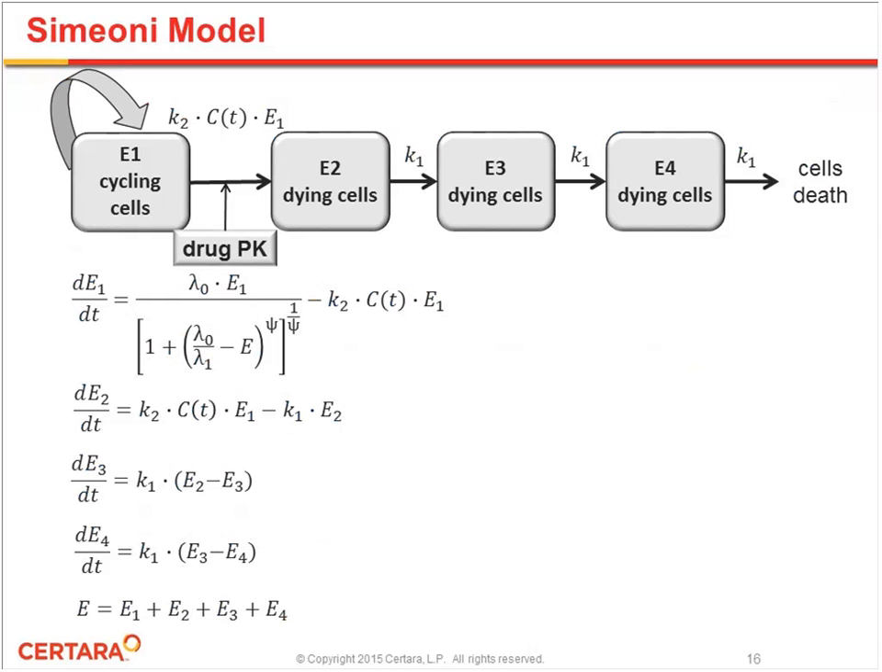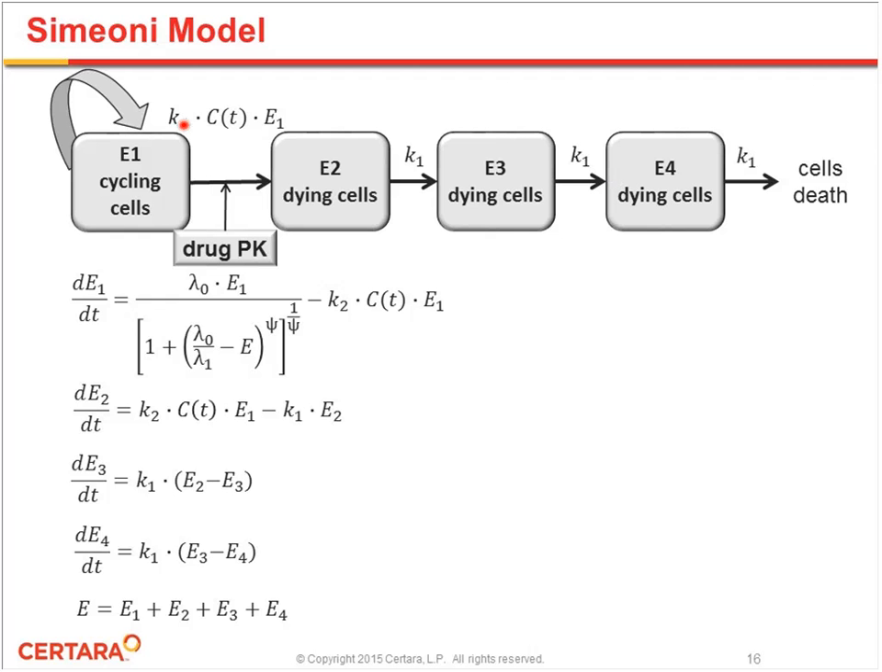So this is a schema of the Simeoni model. The major assumption here is that there are different cell populations, E1 to E4, and we have 4 compartments. These describe the different cell populations. E1 contains the cells that are growing, so these are the proliferating or cycling cells, and they run through the typical processes. This compartment describes the unperturbed growth of the tumor, and it is assumed that the drug is acting just on these proliferating cells, not on the other ones.